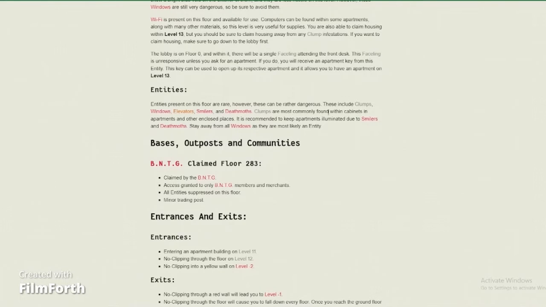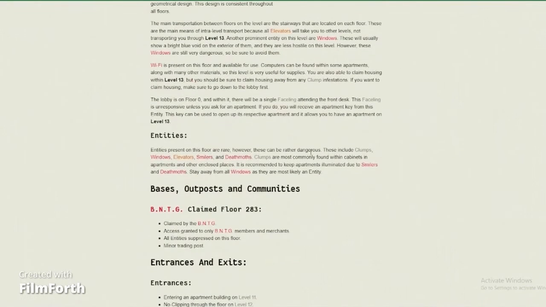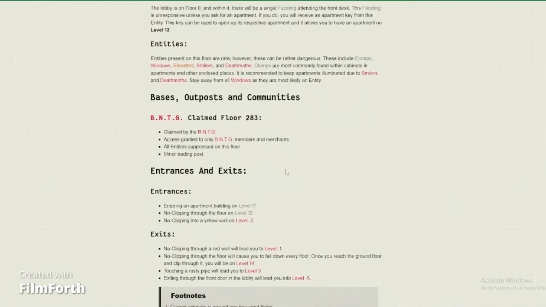Clumps are most commonly found within cabinets in apartments and other enclosed places. It is recommended to keep apartments illuminated due to smilers and death moths. Oh, okay, so death moths are like the opposite of regular moths. They're attracted to dark instead of light. Stay away from all windows, as they are most likely an entity. Well, that sucks. I know it's the Backrooms, but it'd be nice to have a window and see outside of something else other than the infinite rooms, or maybe just see more infinite rooms. Maybe that'll be not comfortable but amusing in some way.